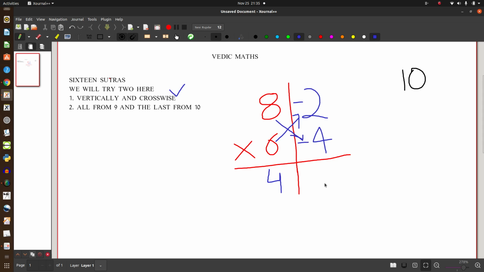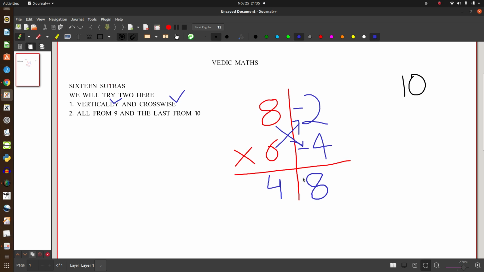And in the next option, we will take it vertically. We will multiply these two numbers. So I'll be multiplying minus 4 into minus 2. 4 into 2 will be 8, so I'll automatically get 8 here. And you can see that the number we got is 48. So 8 into 6 is nothing but 48 over there.